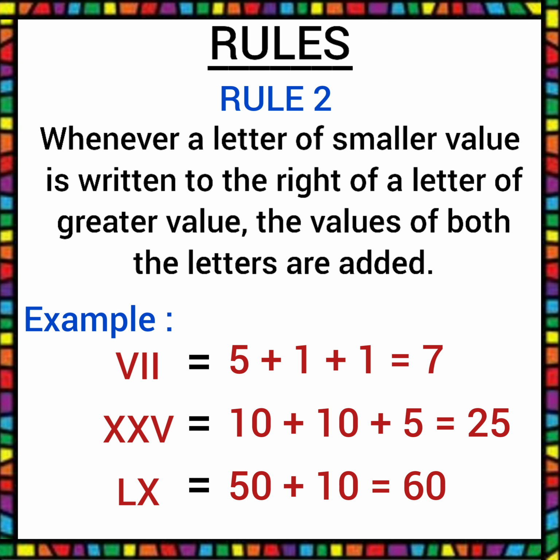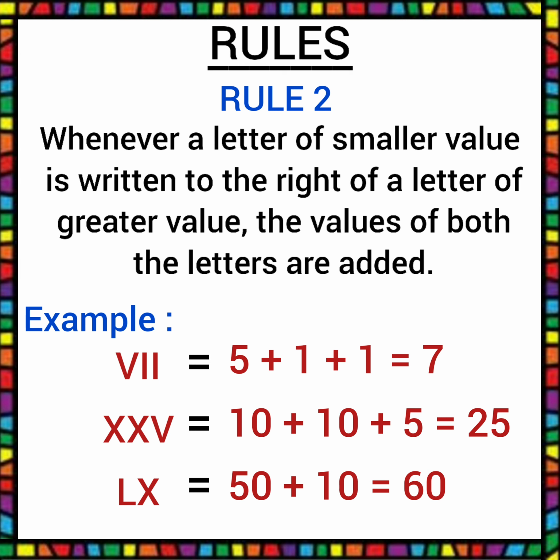Rule number 2. Whenever a letter of smaller value is written to the right of a letter of greater value, the values of both the letters are added. Let's see some examples. VII. Here V represents 5 and I represents 1. So we can write VII as 5 plus 1 equals 7.